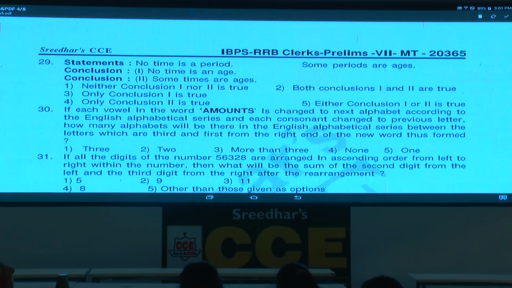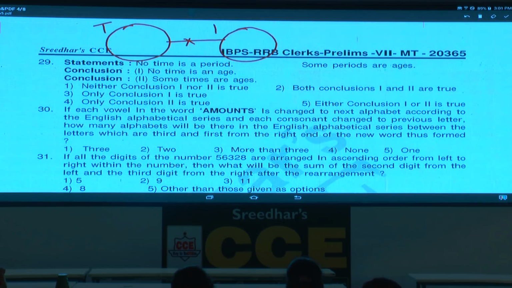Now in this question number 29, no time is period. Now this is time and this is period. No time is period can be written like this, and some periods are ages can be written like this. No time is period, some periods are ages.